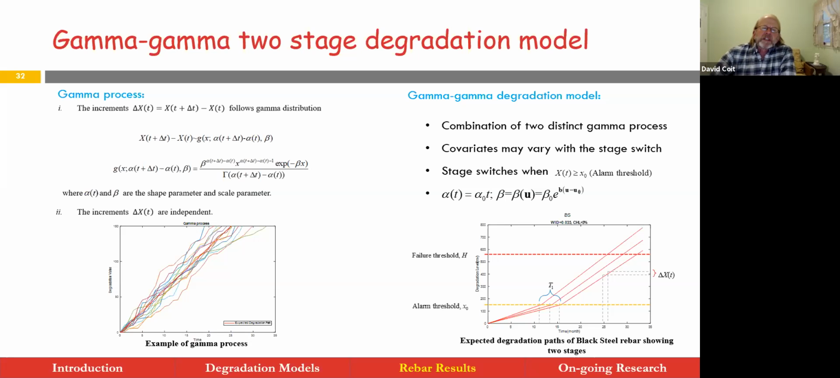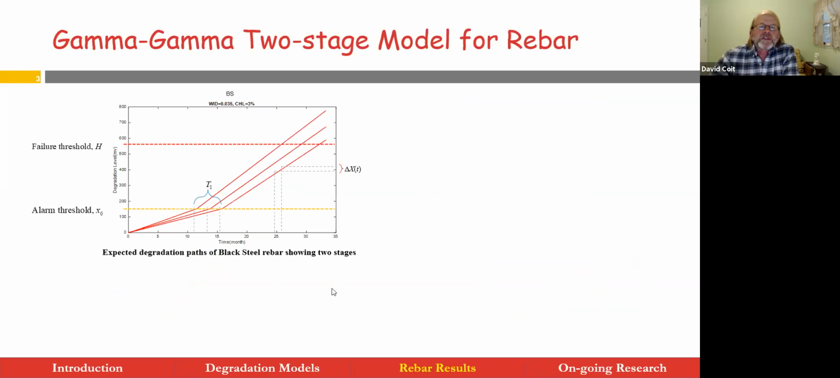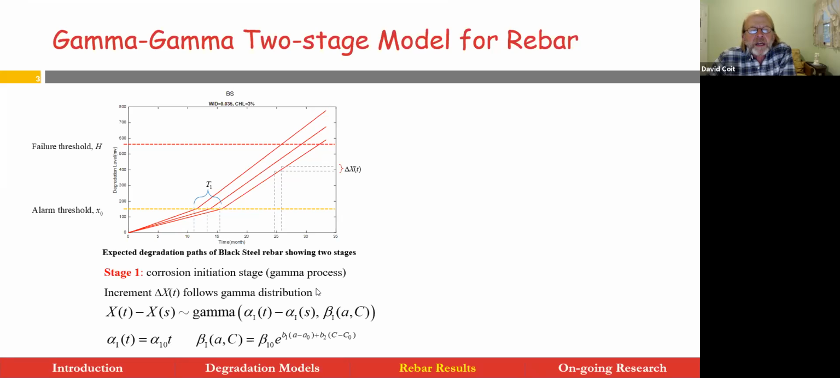So we see on the left a gamma distribution, or a one-stage gamma, and on the right we see it fundamentally shifts. Now, let's go specifically to the rebar data. We developed a model for each of the four materials. Separate models. We didn't try to combine the data for the four materials. So this is black steel, but most of them are the same. So we have the alpha parameter and the beta parameter.